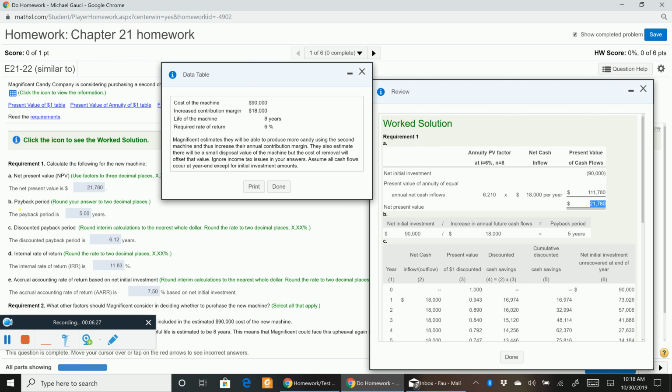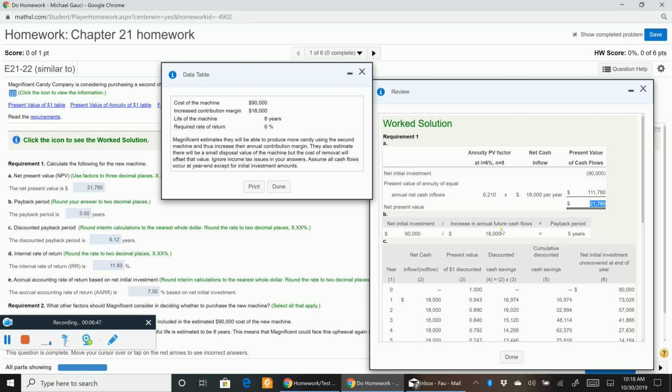Okay, part B. The author is asking us to calculate the payback period. There is a formula for the payback period. When we have the same cash flows every year, we're simply going to take the net initial investment divided by the increase in cash flows. That works out to 5 years.